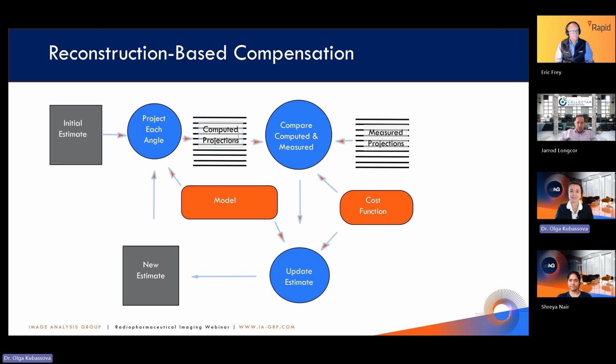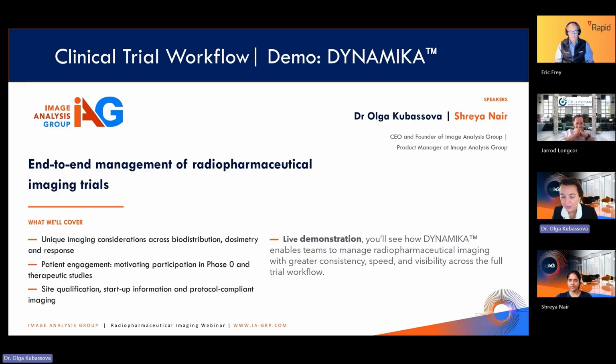Thank you, Eric, very much. These are incredibly complex concepts, and where we come in as an image analysis group, we try to put an end-to-end process in place to manage radiopharmaceutical imaging trials. What it means is that we are dealing with a number of players in the trial. We have sites, we have radiology readers, we have dosimetry experts, we have sponsors themselves. And I would like to walk you through that process.